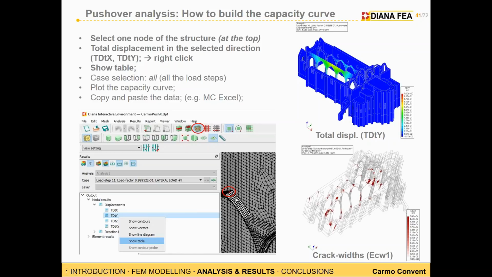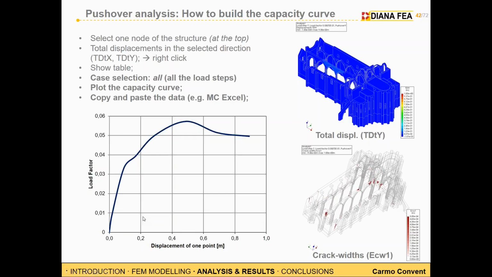So for plotting the capacity curve, we have to go into this visualization, selecting one point at the top of the structure, and then go to the results window, selecting the displacement in the direction we are applying the load. With a right click we can go to show table, and then a table of data will appear, and then we can copy and paste the data, for example, in Microsoft Excel for plotting the capacity curve.